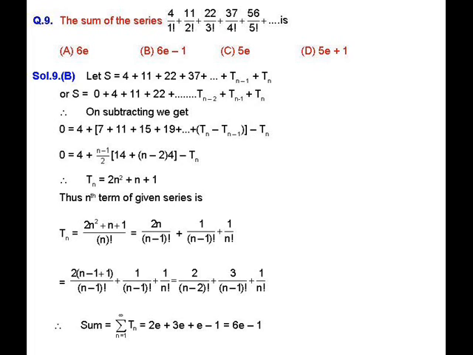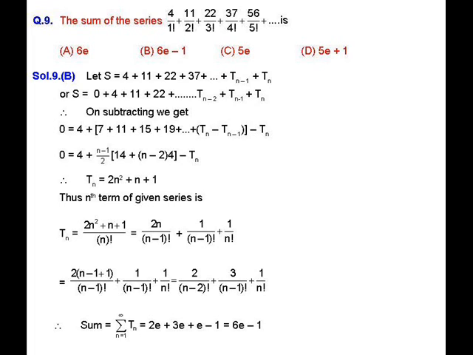Solution of question number 9. Here we have a series of real numbers and we have to find its sum. Here we have the expanded form of the series and in this form we cannot find its sum. So firstly we will find its nth term. To evaluate the nth term, we will observe each term of the series. When we observe each term, we notice that the denominator part of the nth term will be n factorial. Now we have to find the numerator part.